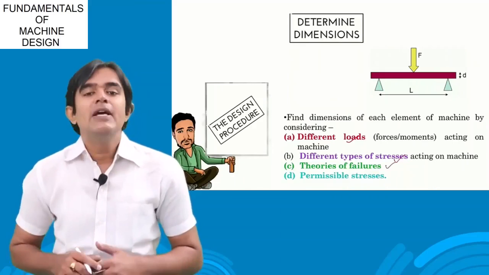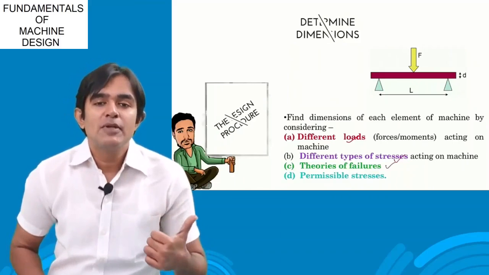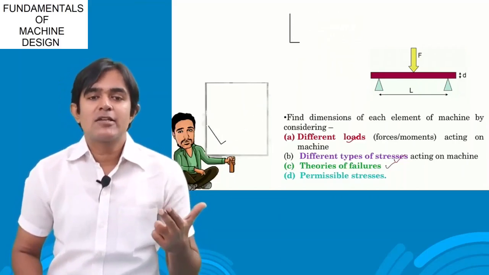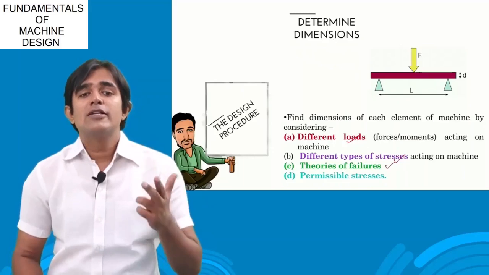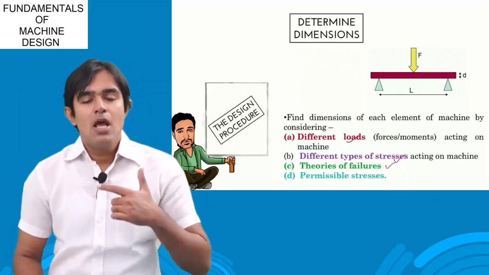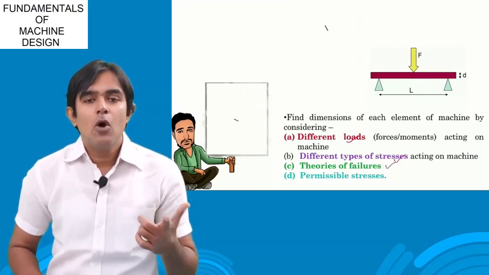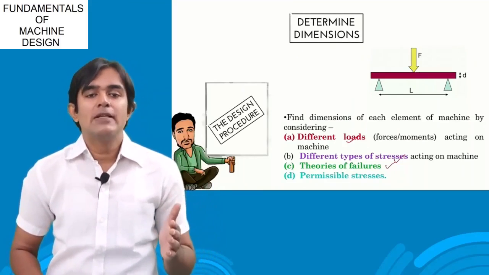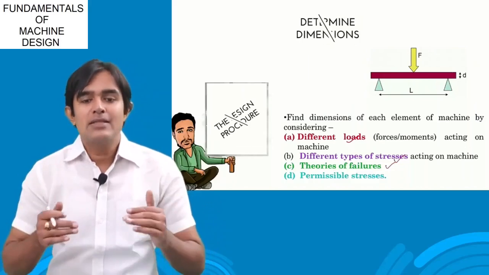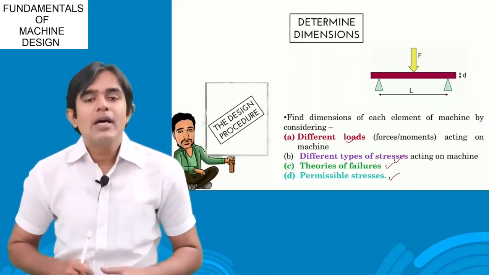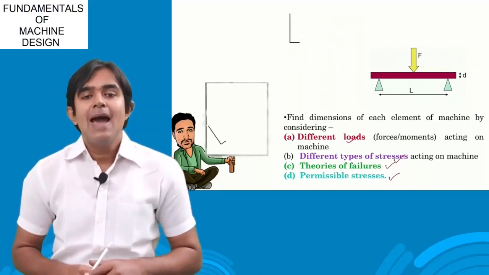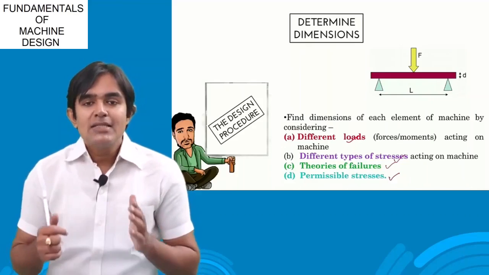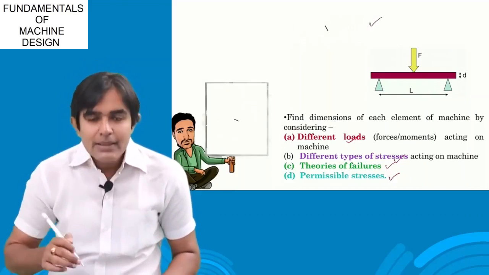The theories of failure, whether it is a maximum principal stress theory, distortion energy theory, or maximum shear stress theory, depend on the selection of material, whether it is a brittle material or a ductile material. On the basis of that, you are going to select a proper theory of failure. So it has to be decided in this step. Next, what are going to be the permissible stresses? And on the basis of permissible stresses, the factor of safety. So this step is all about determining the dimensions.